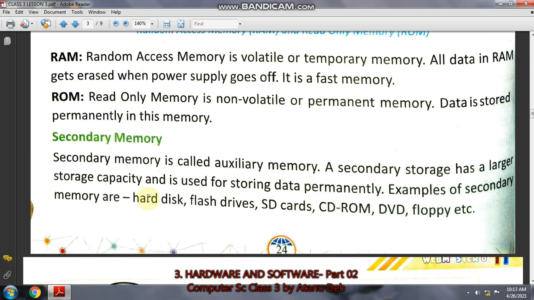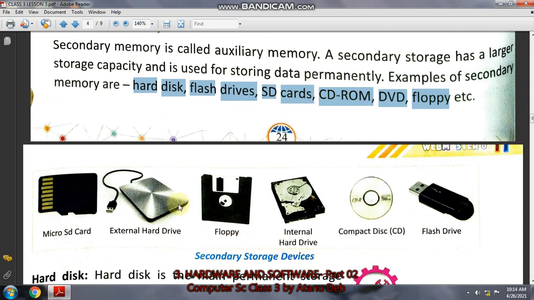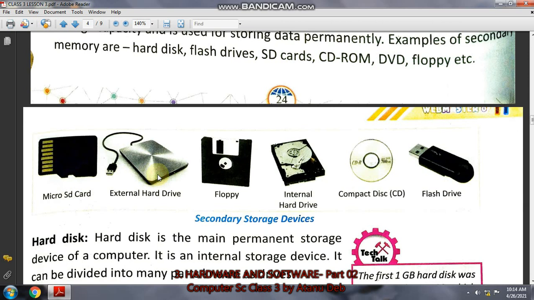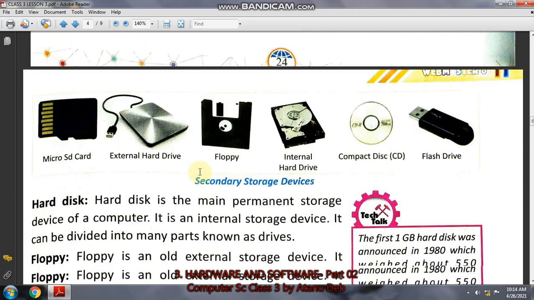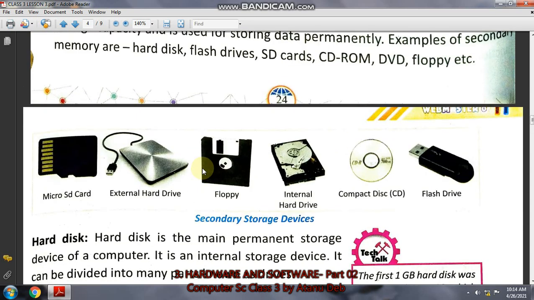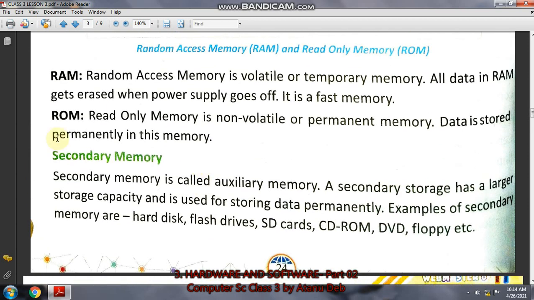So what is secondary memory? These are examples: hard disks, flash drives, SD cards, CD-ROM. We have seen CD, DVD, pen drives. Flash drives means pen drives. Hard disk is what is inside the CPU box, where your files are stored in the computer. That is secondary memory. Pictures are given here. This is a hard drive, floppy, internal hard drive, CD. This is a pen drive, or called flash drive. So these all are secondary storage devices.